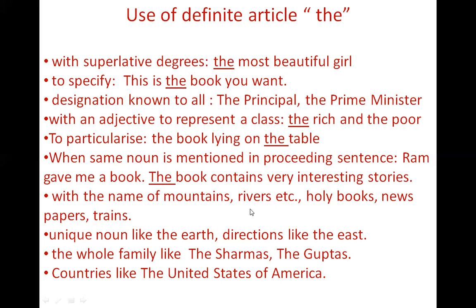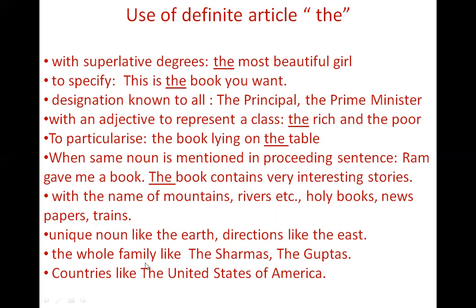With the name of the mountains, with the name of the holy books, newspapers and trees. Mountains, the Himalayas, the Ganges, the Ramayana, the Hindustan Times, the Shatabdi, etc. Unique nouns, like the earth. For some unique nouns which are one only, the earth, the sun, the moon, directions, the east.